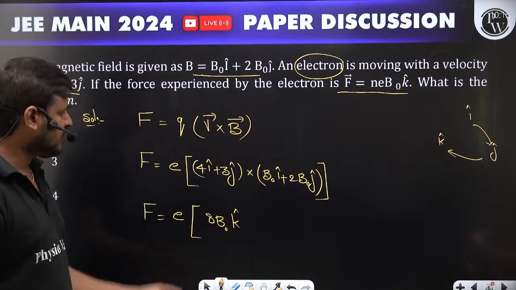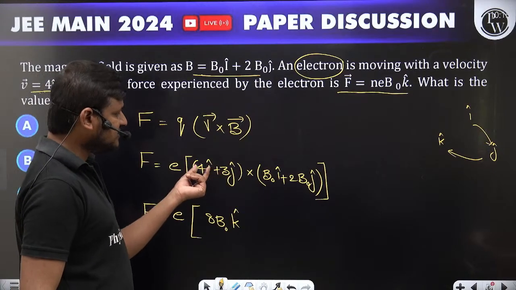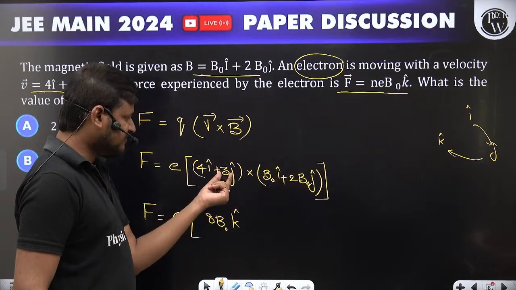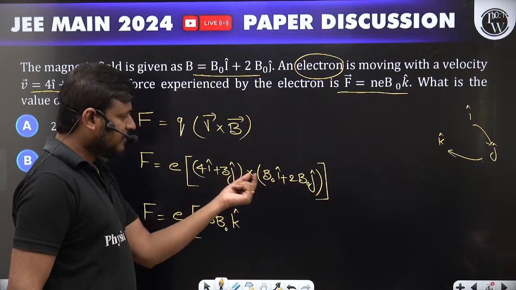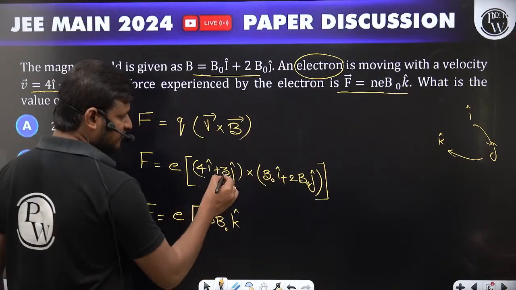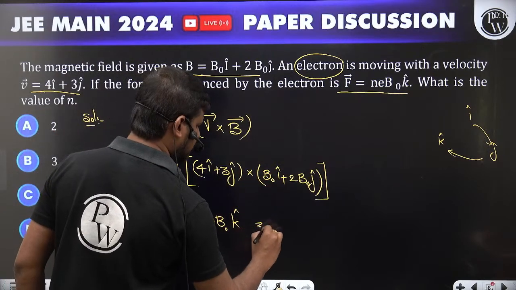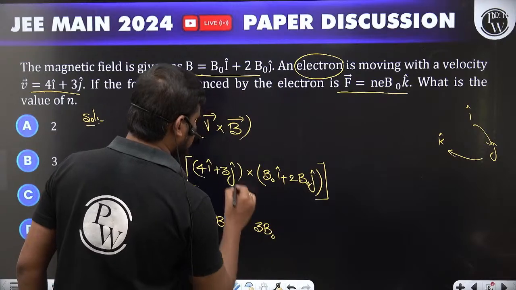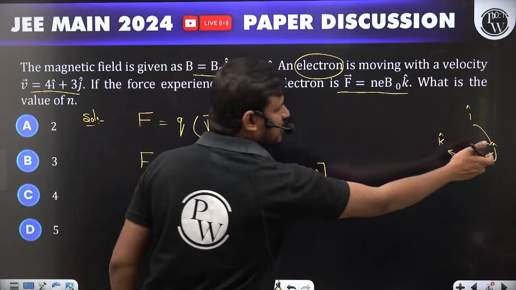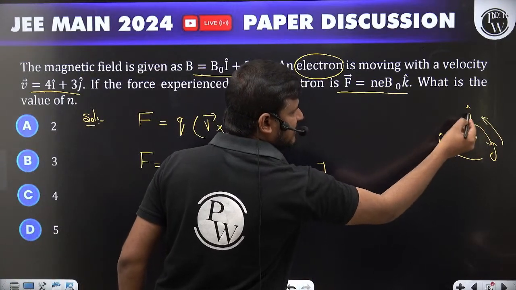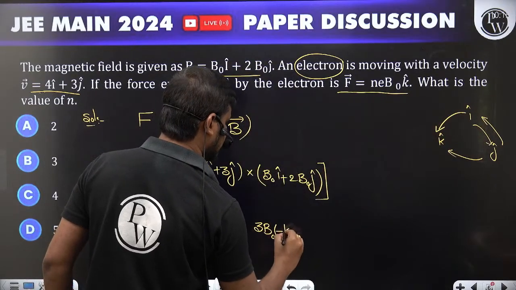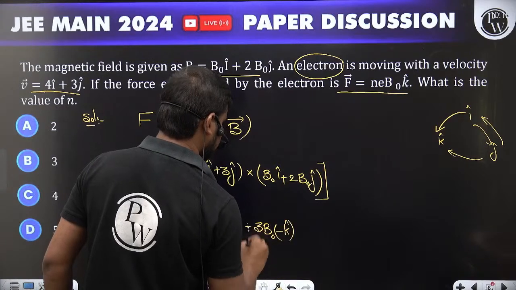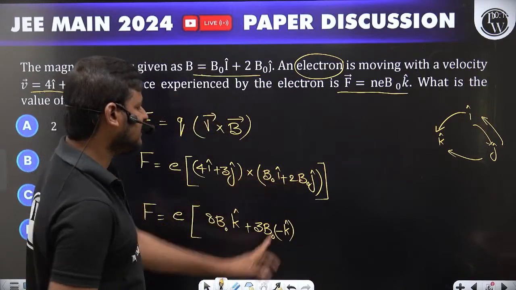Fine. So then 3j cap, with this we multiplied these two. Next with 3j cap multiply these two as well. So 3j cap into B naught i cap. So first 3 into B naught, so 3B naught. And then j cross i. So what is j cross i? j cross i is minus k. So minus k cap. And j cross j, however, is 0.